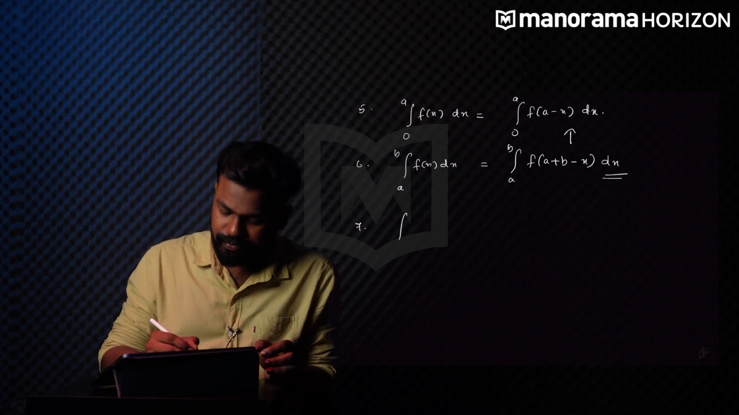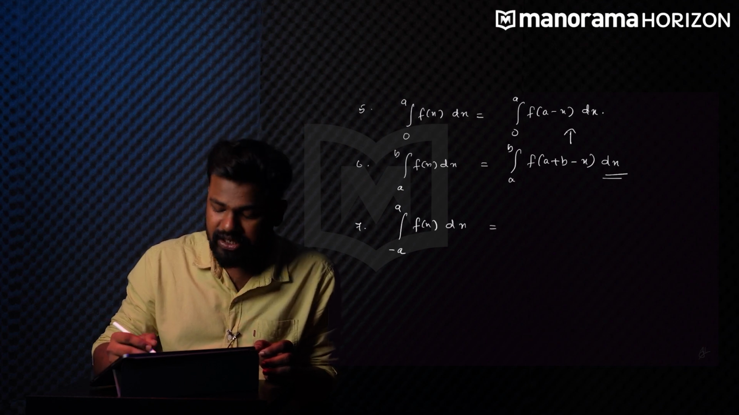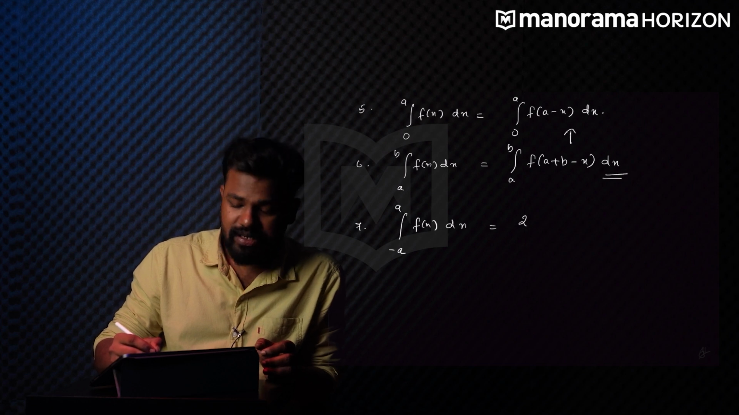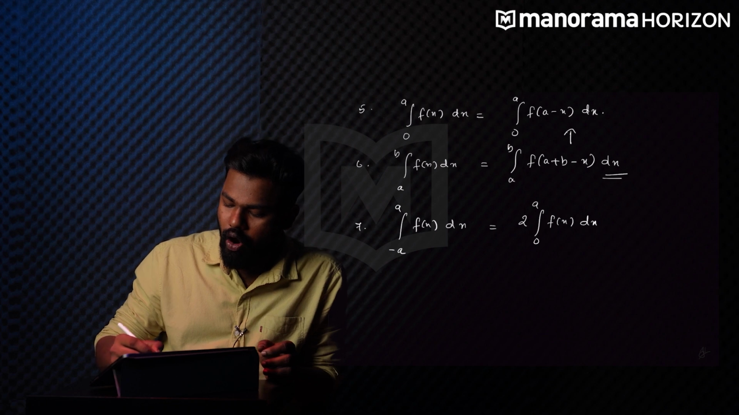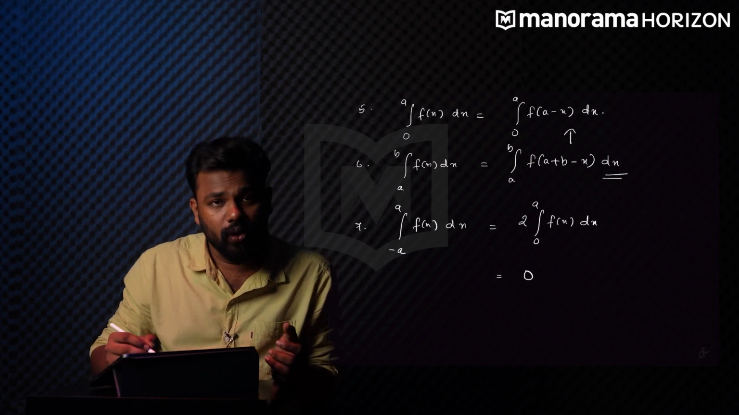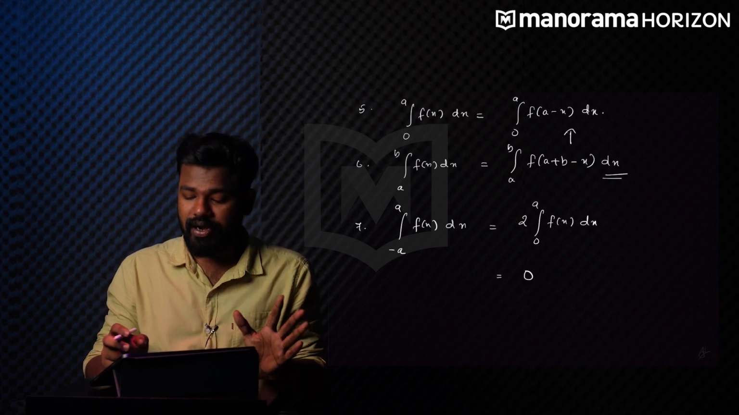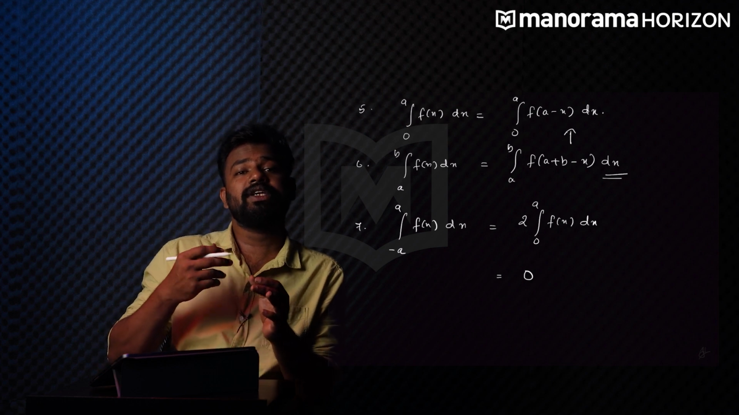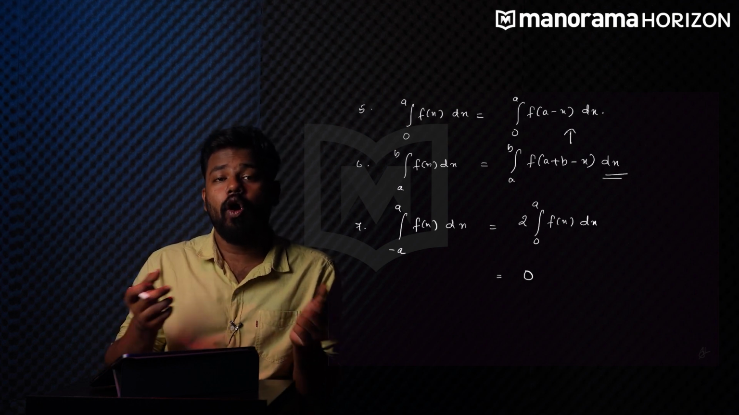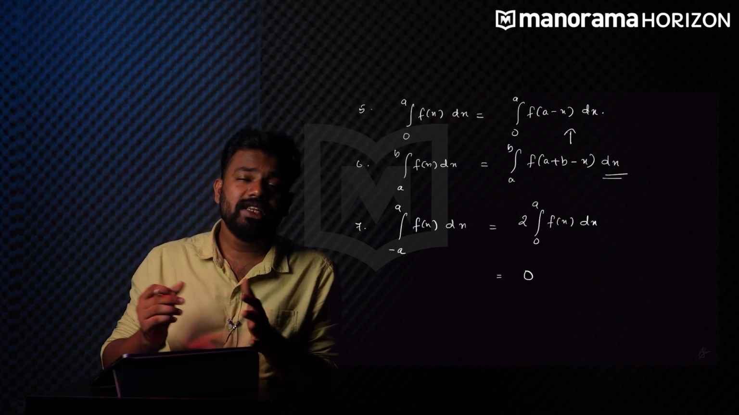Seventh property, integral minus a to a f of x dx can be written as two ways. That is, it can be written as 2 into integral 0 to a f of x dx, or it can be also equal to 0. So there are two ways in which this can happen. Now, how can this happen and what is this property saying? Now, this property is used when the function is either even or odd function. So if the function is either even or odd, these two results can come up.